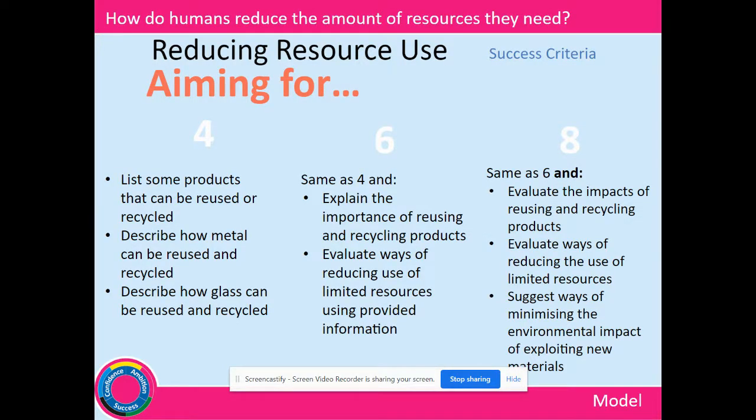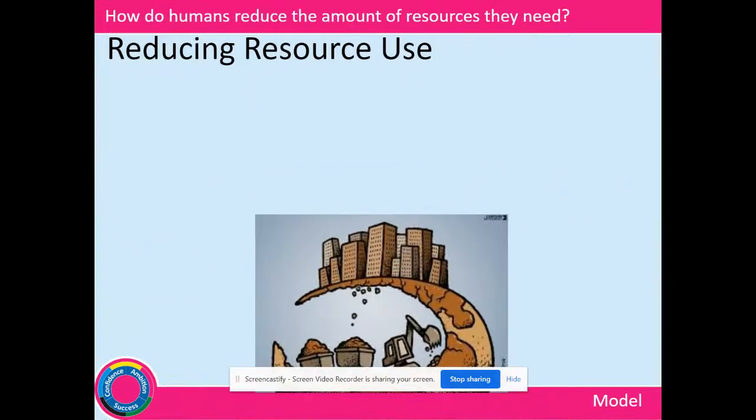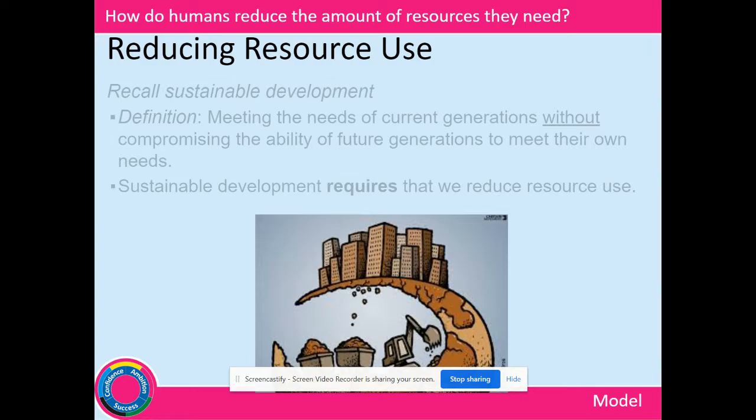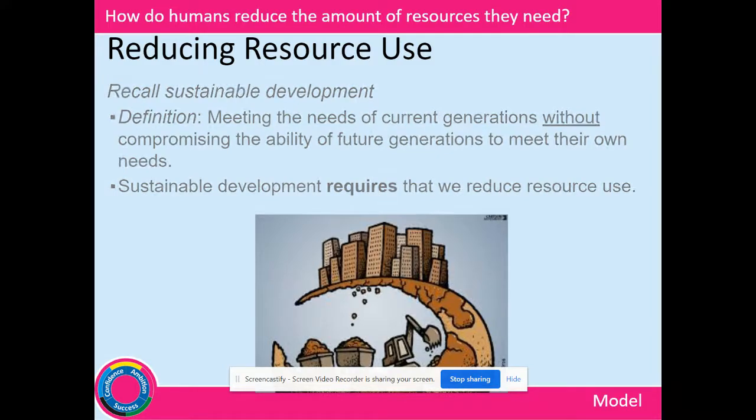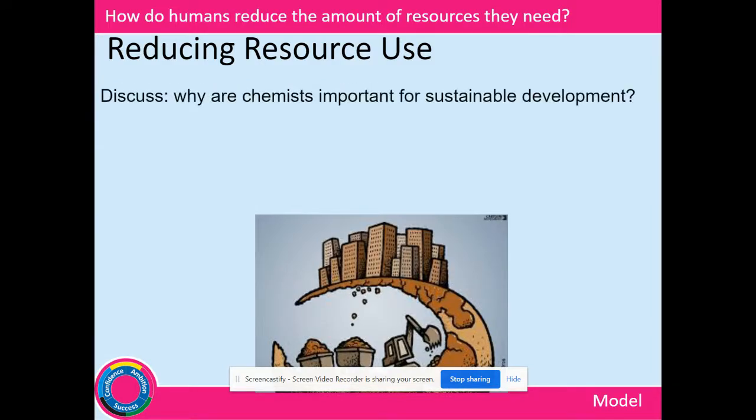Target slide. Pick a target. At the end of this presentation, check against the list of bullet points and see how well you have done. If we are to have enough stuff for future generations to use, we need to reduce what we're using now. Why are chemists important for sustainable development? Have a think about it and then click on the answer.